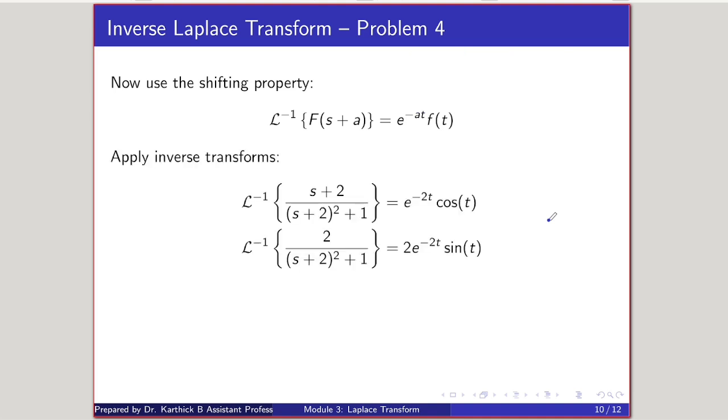By using this, I may rewrite that (s plus 2) by (s plus 2) whole square plus 1 as e power minus 2t. In the place of a, here we have 2. And we used to say that cos means s by s square plus 1. Laplace of cos at will be s by s square plus a square. So here a will be 1, then there is the value s. After that we may substitute s equal to s plus 2 because we have the exponential e power minus 2t.